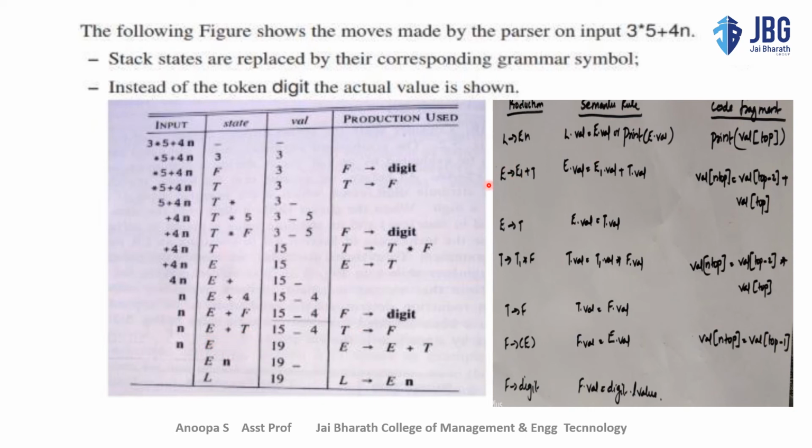So whenever I have E plus T, it is substituted by E, and you have to perform the T stack top and top minus 2's value, so addition. So it is 19. Okay, so E will be replaced by EN and EN will be replaced by L. So L giving EN is the prediction used and the result is 19. So this is a bottom up evaluation using the stack.